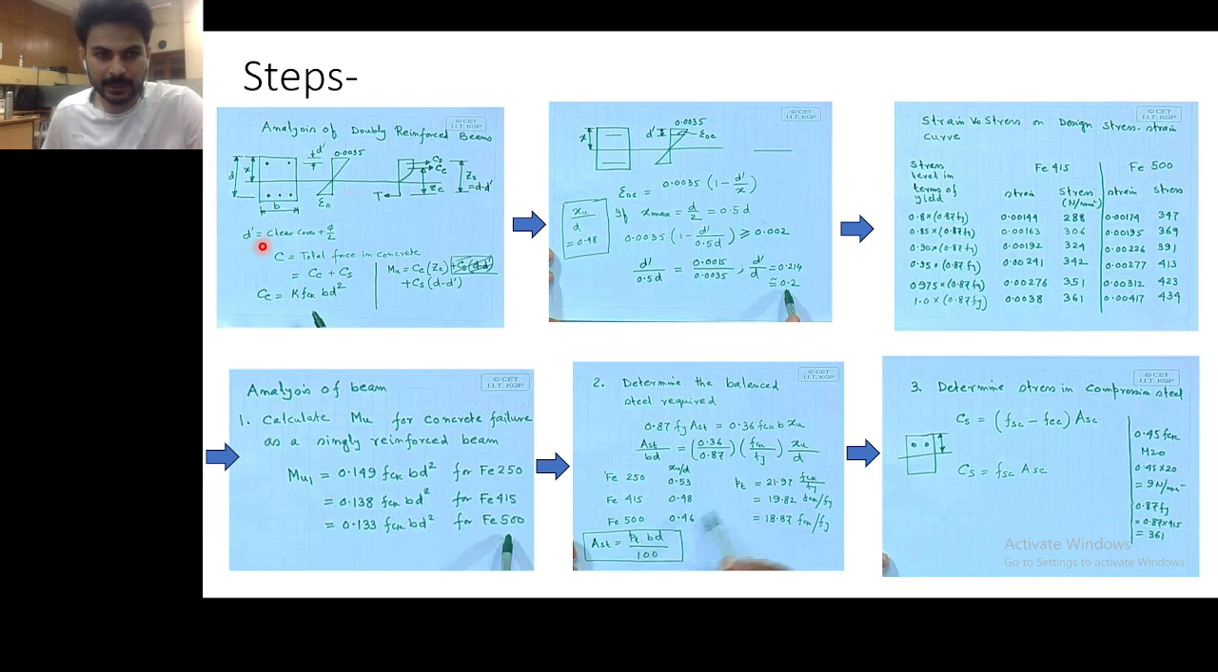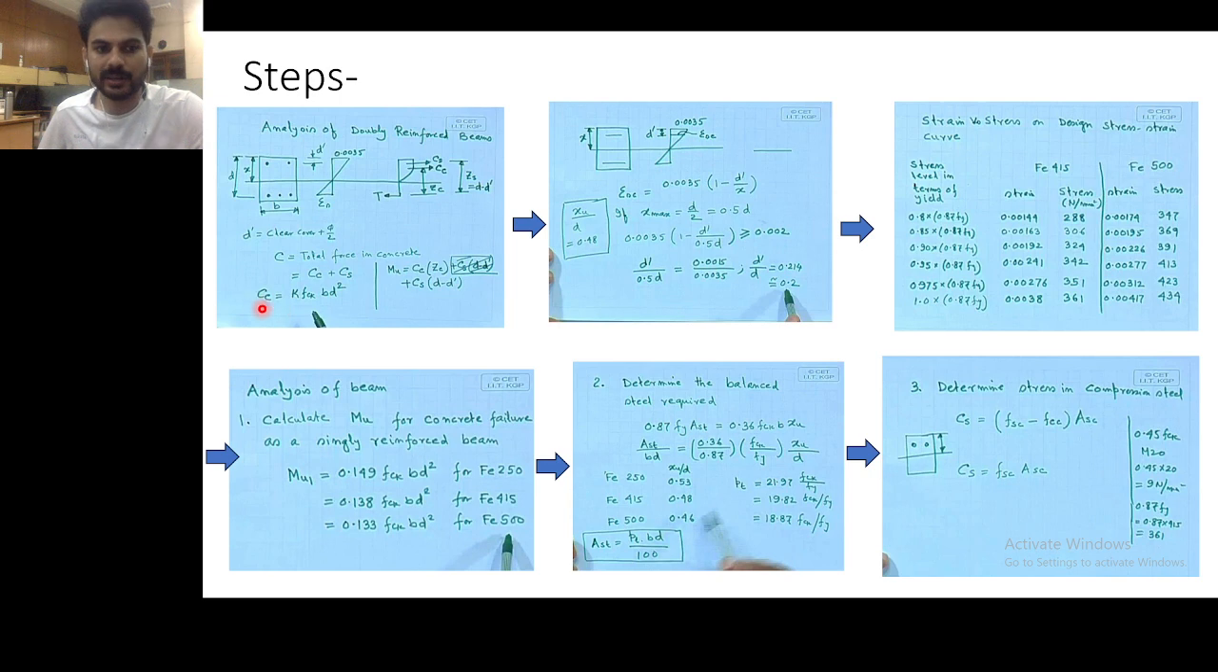So d dash we can calculate as the clear cover plus phi by 2, as we know, because we want the cover from the center of the steel to the outermost layer of the concrete. So it will be calculated like this. The total force in the concrete can be calculated as CC plus CS, like you can see here. These two added together will be the total compressive force.